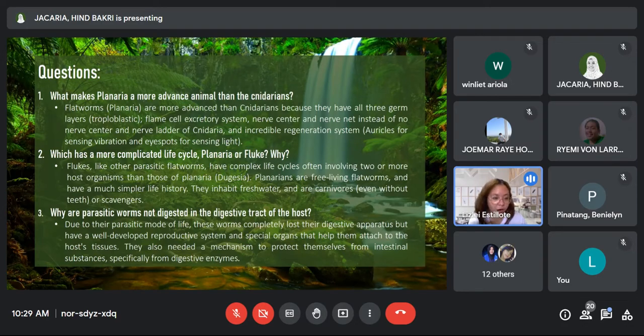For the third question, why are parasitic worms not digested in the digestive tract of the host? Due to their parasitic mode of life, these worms completely lost their digestive apparatus but have a well-developed reproductive system and special organs that help them attach to the host tissues. They also needed a mechanism to protect themselves from intestinal substances, especially from digestive enzymes.